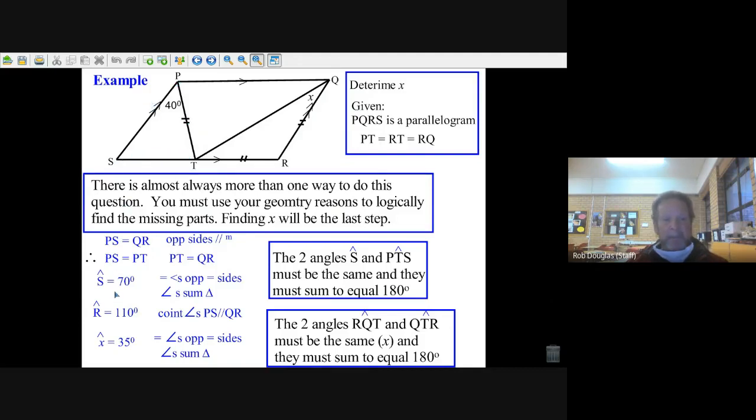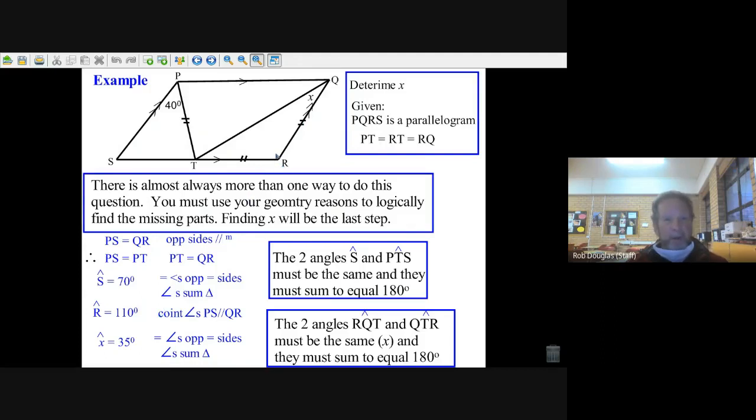We get S is 70 for two reasons: equal angles opposite equal sides, and angles sum in a triangle. Now you've got two parallel sides, and angle S and angle R are co-interior angles. So if S is 70, R has got to be 110, because co-interior angles sum to 180, and PS is parallel to QR. That's why you're allowed to do that.